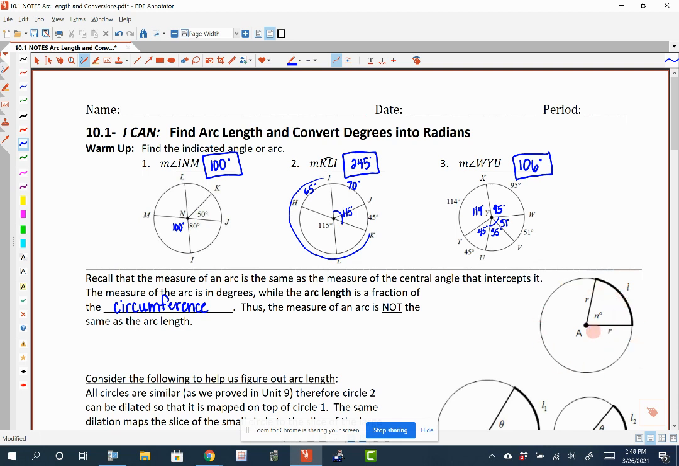So we've got a picture here. We've got our radii marked. We've got our central angle.